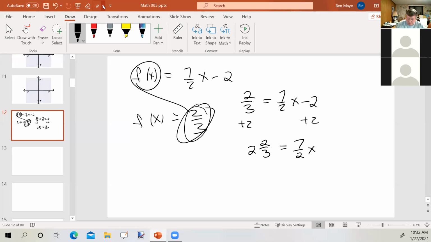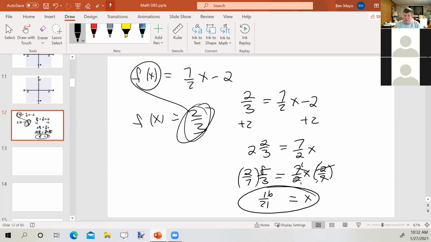Yeah. All right. 2 and 2/3 would be 8/3 as an improper fraction. Are you okay with that? Yeah. All right, so we need to get x by itself. We need to get rid of the coefficient 7/2. So we're going to multiply both sides by its reciprocal, which is 2/7. On the right side, the 2's and the 7's all reduce down to 1's. We have x. On the left side, nothing pre-reduces, and we have 16 over 21.